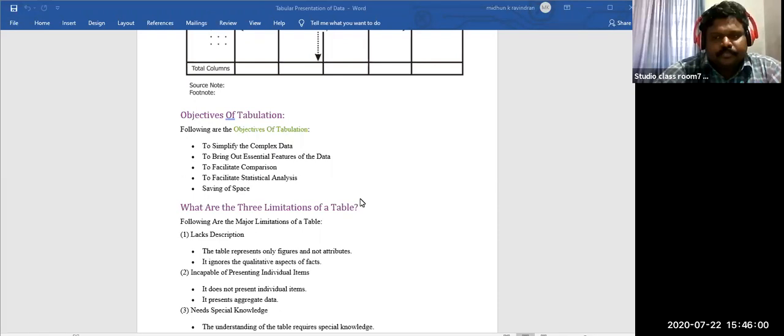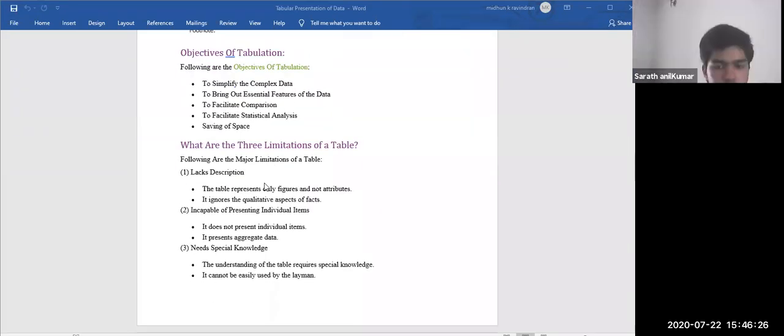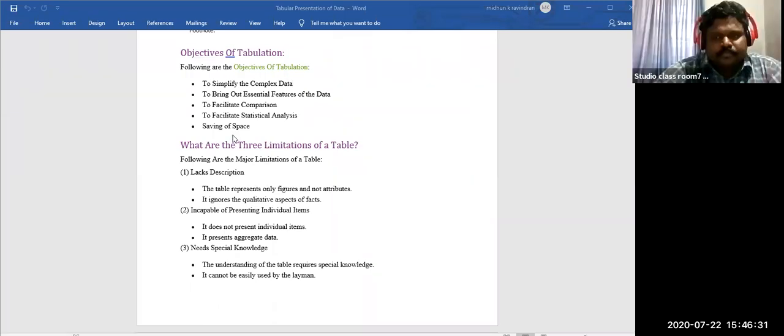Next one, to facilitate comparison. It is to compare data within the table or compare the data with another table. Next one, to facilitate statistical analysis. Analysis of statistical data is also easy through tabular presentation of data. Easily we can understand or analyze what is presently existing. Next one is saving space. This is the easiest presentation if you want to use less space to depict.